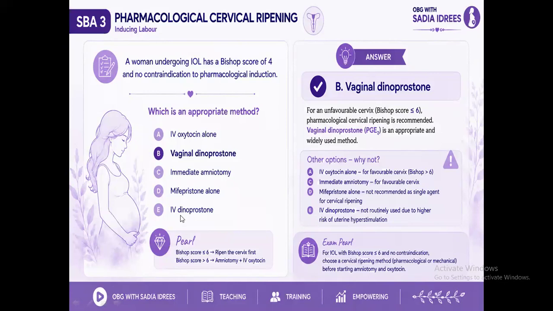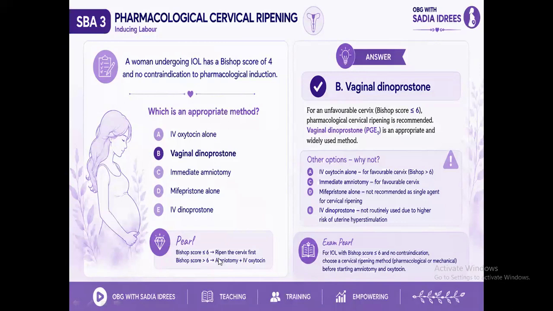Pause. Correct answer B, vaginal dinoprostone. Dinoprostone is prostaglandin E2 and it is one of the pharmacological options used when the Bishop score is 6 or less. NICE includes vaginal dinoprostone as a tablet form, in gel form, or controlled release vaginal delivery system depending on the preparation and clinical circumstances. And this is where I want you to stop memorizing drug names randomly.